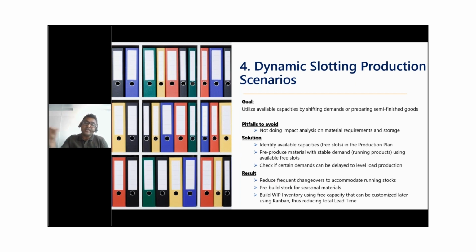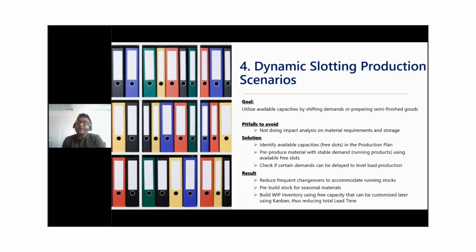So you can actually take care of the peaks and the troughs and level load, because the system is giving you a picture of the free slots. What it helps you achieve is that you don't get into frequent changeovers to accommodate running stocks, because you know that you can constantly make them wherever you have capacities, which takes care of your running stock, make-to-stock type of configurations, and you're also taking care of your asset sweating, right? So you're taking care of both.